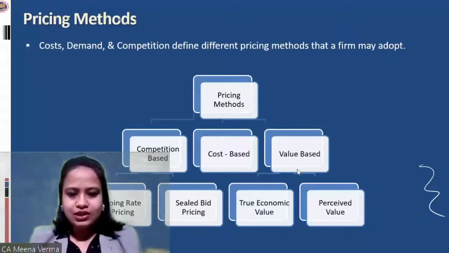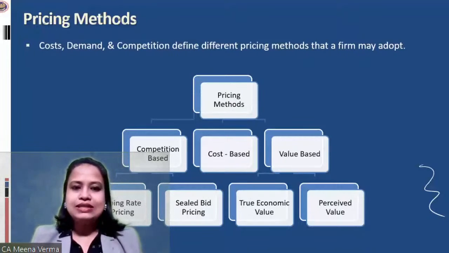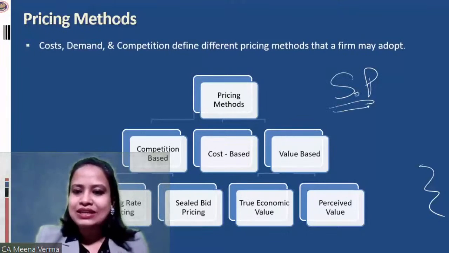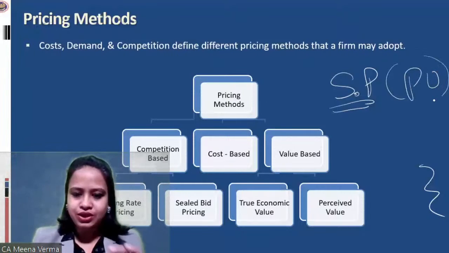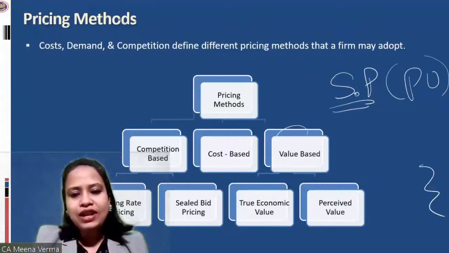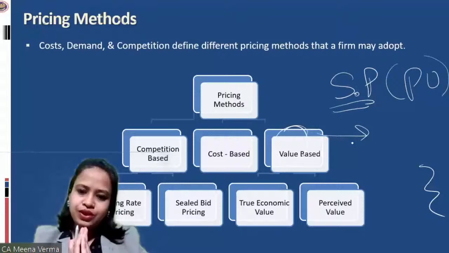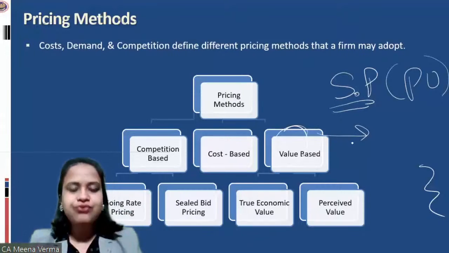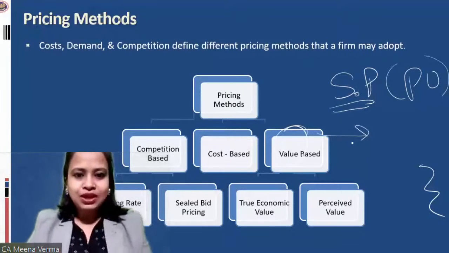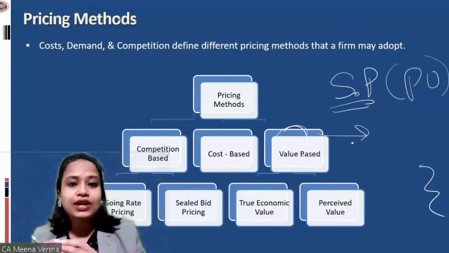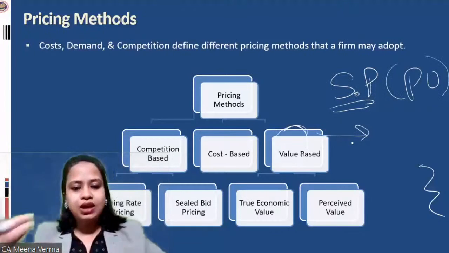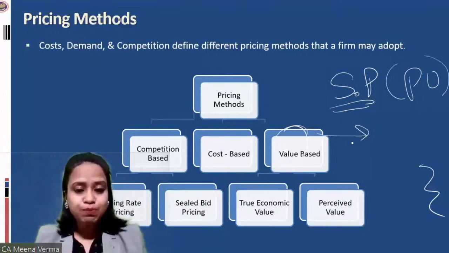So I hope it is all clear to all of you. Now let us consider the method of deciding the selling price of the product per unit, which is based on value. I hope this word value is very clear to all of you. We have discussed the meaning of the word value from our first session. Value means something for which the customer is willing to pay. You are offering something to the customer, something for which the customer is willing to pay.